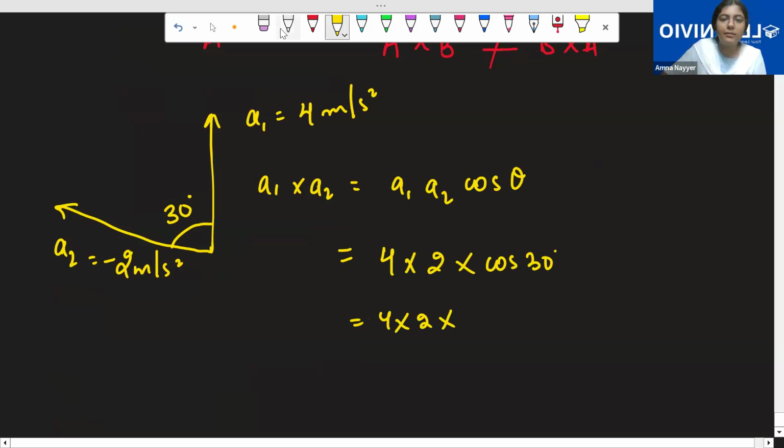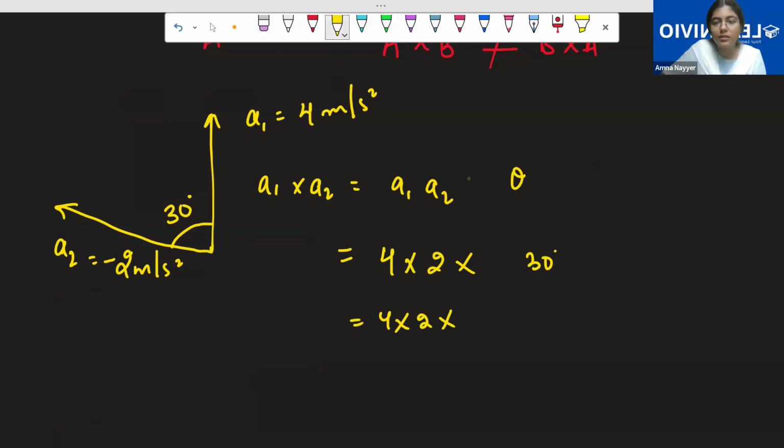Sine 30. Tell me sine 30. Because sine will come, we are taking the cross product. Yes, Tahura, sine 30. Not cos 30. Tell me sine 30. Yes, ma'am. What is sine 30 degree?